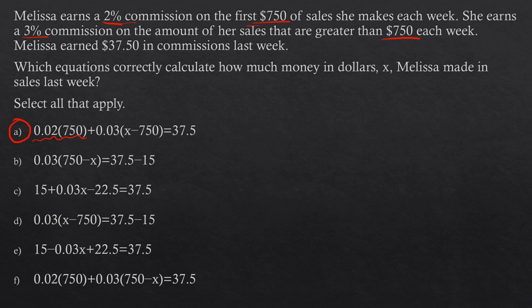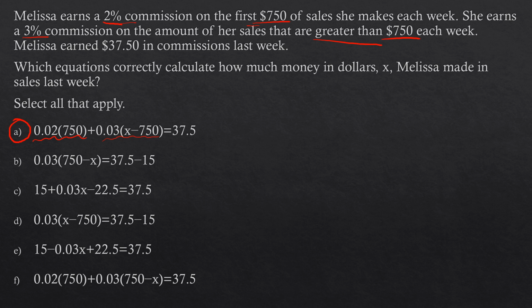And then this 0.3, and you notice how I have this x minus 750? That is because she has to earn over $750 to earn 3% commission. So right here it says that are greater than 750. The reason why I'm subtracting is because say I had a sale that was like $800. I would do 800 and I would subtract that 750, which means I would only be earning 3% commission on that $50. So that's why that one is correct.